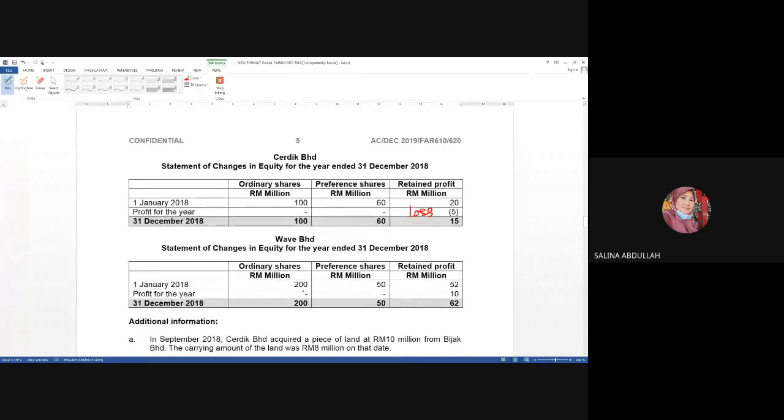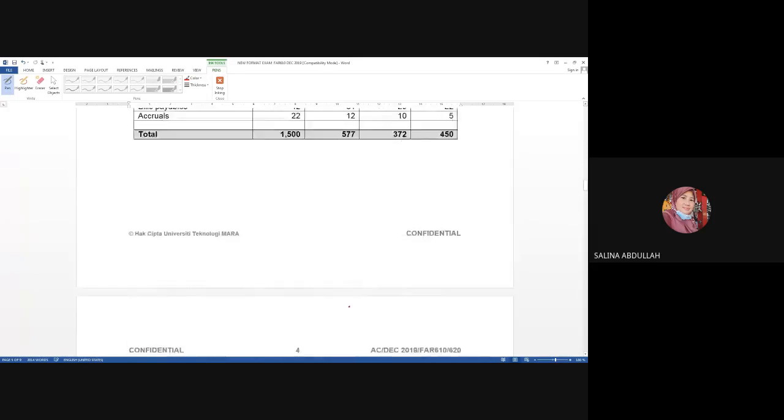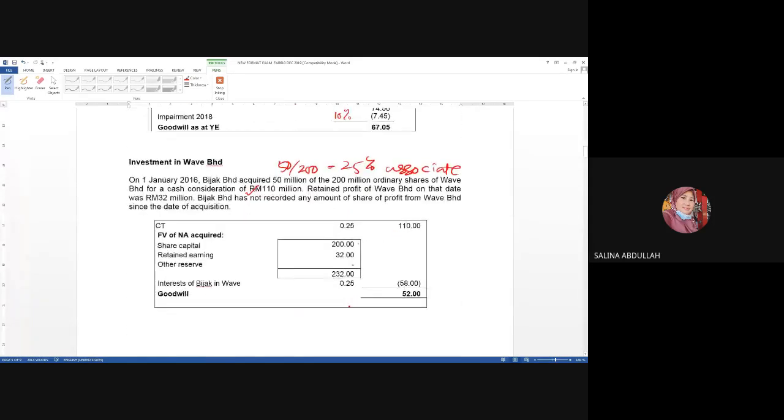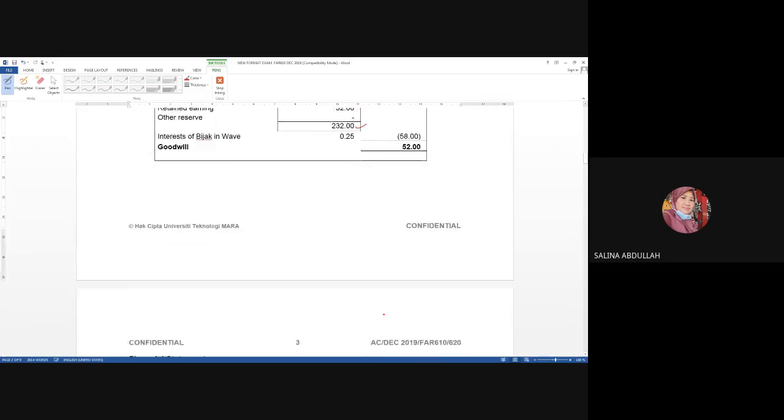You can see here we have ordinary share 200, retained profit 52, profit for the year 10. Since retained profit on that date was given at 32, 200 plus 32 is 232. You times that with 25%. We don't have NCI here because this is an associate. Times 25%, you get 58. So this is the amount of goodwill for the associate. Okay, let's move to the next one.